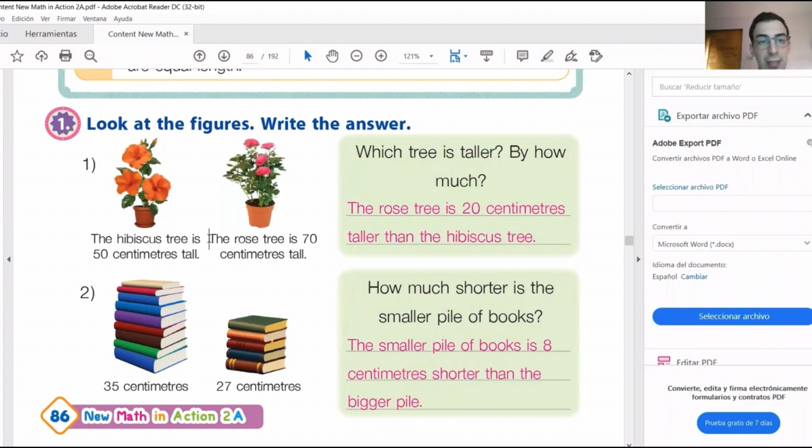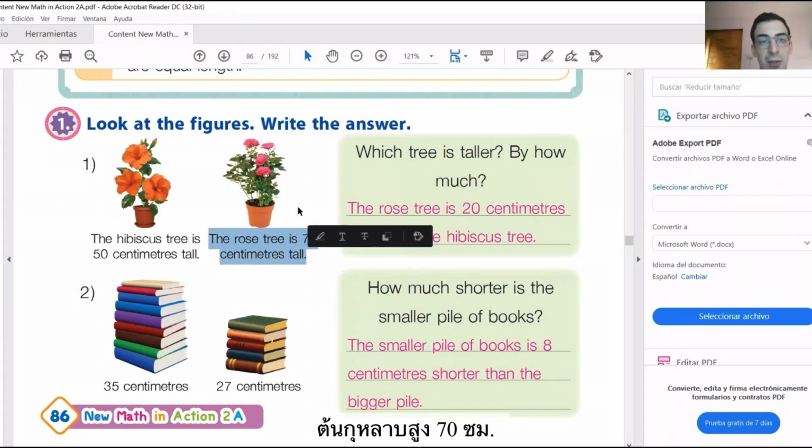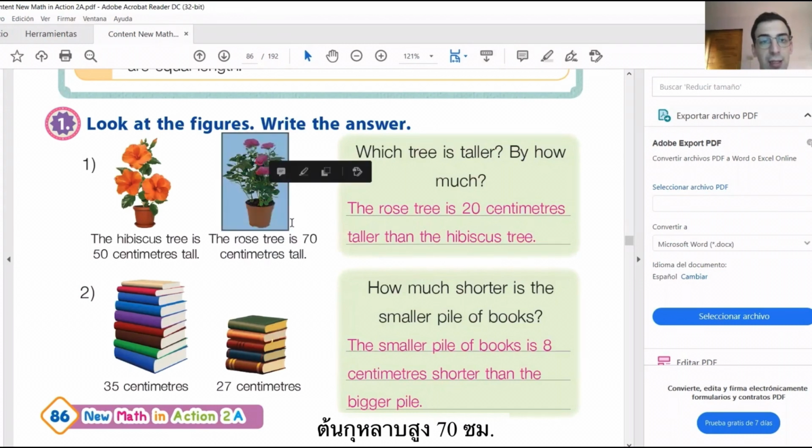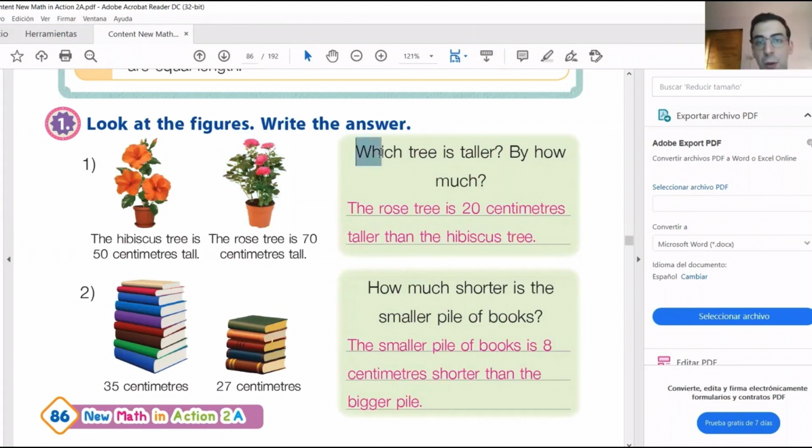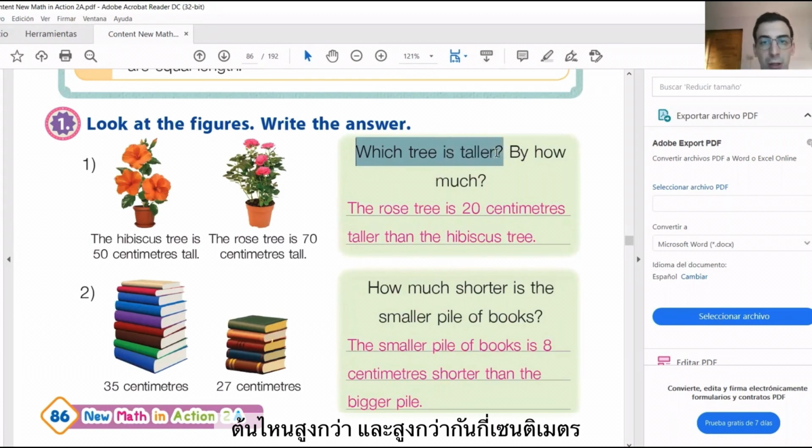Let's read the next statement. Read with me, please. The rose tree is 70 centimeters tall. So we know that this is a rose tree and it is 70 centimeters tall. Now let's compare both, because here we have a question. Read the question with me, please. Which tree is taller? By how much?